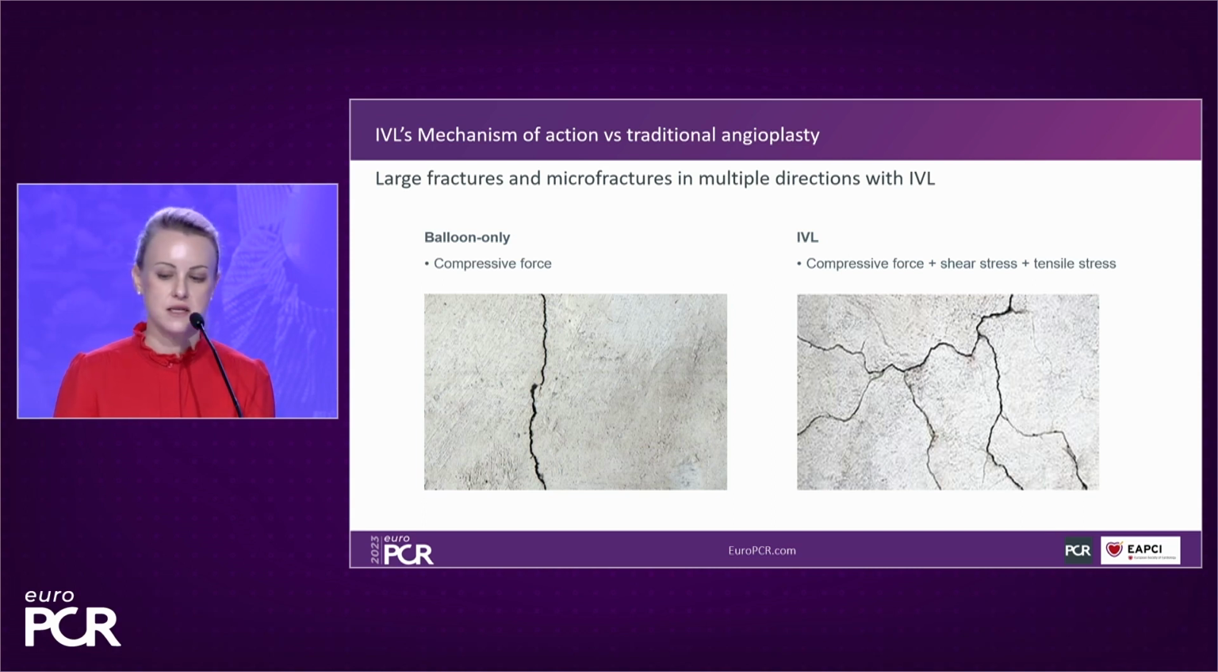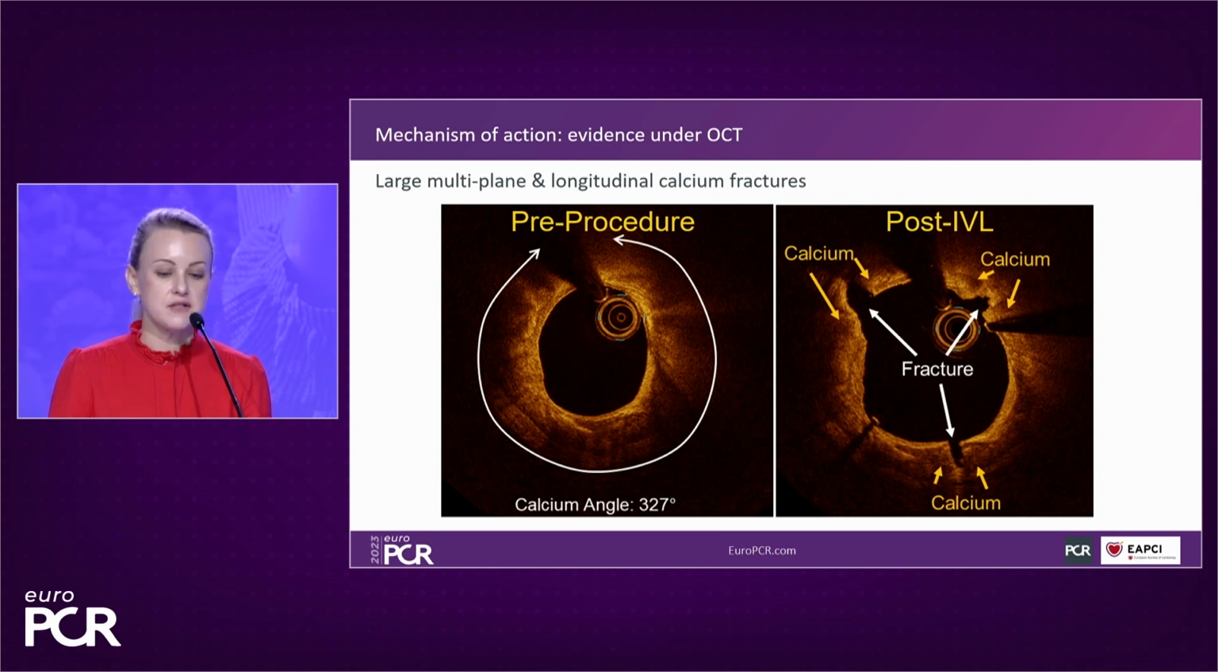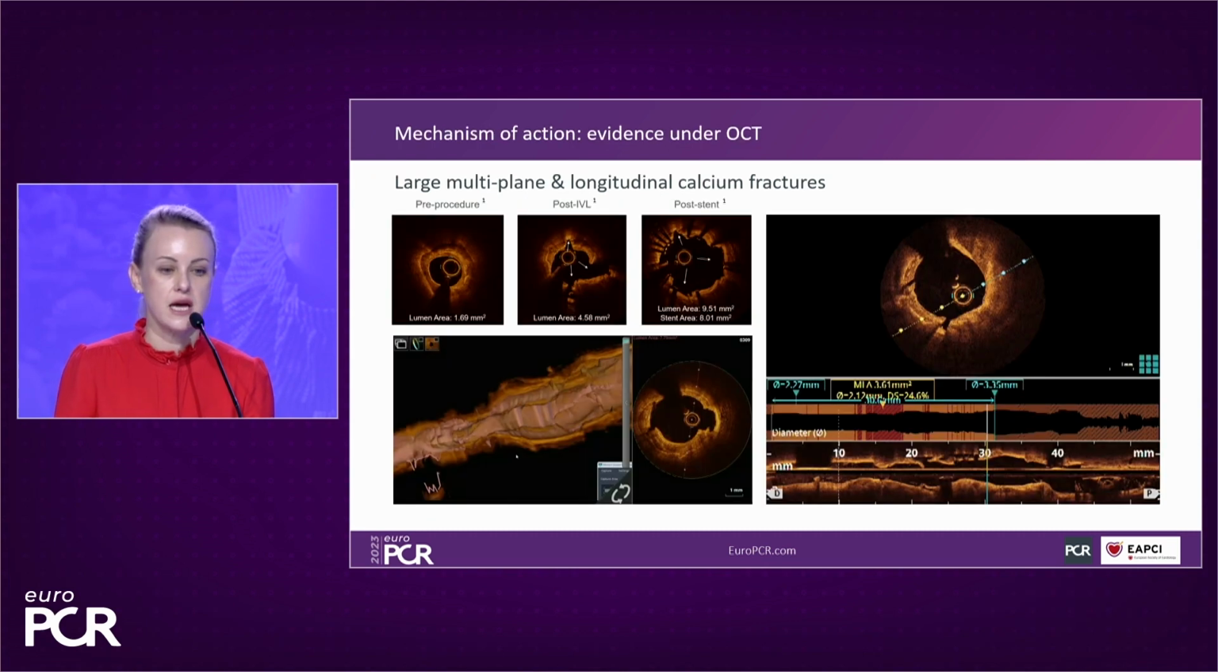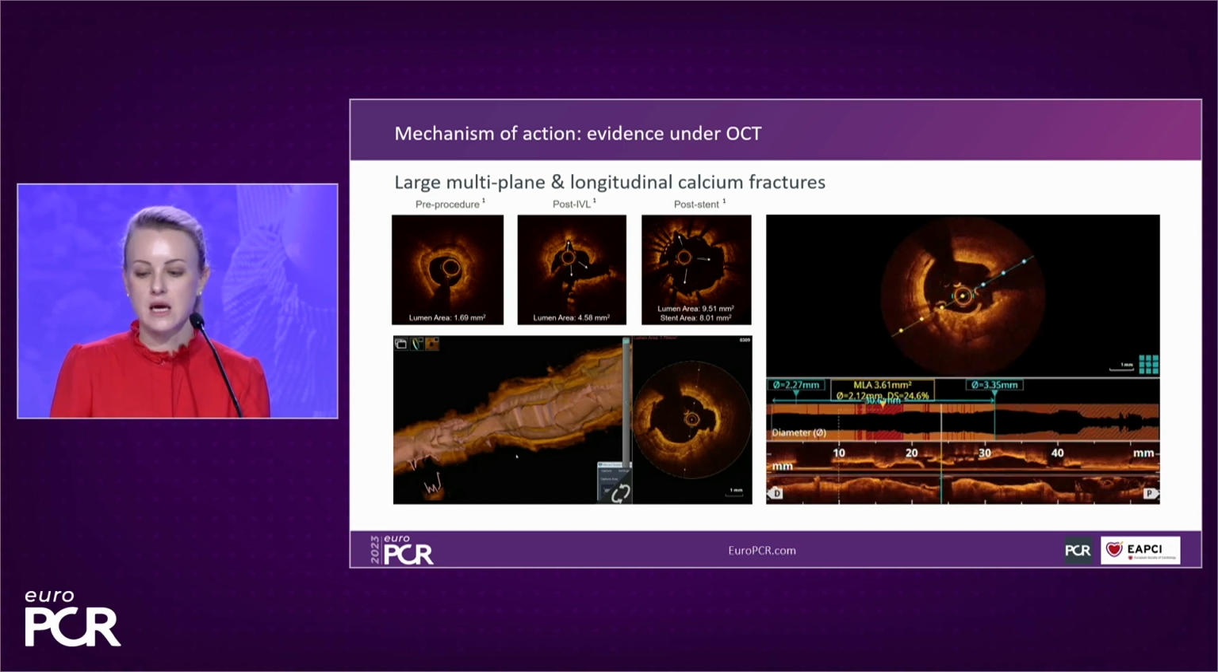The lithotripsy, as you can see on the right, causes fractures in multiple planes. We can see these fractures on intracoronary imaging, particularly well appreciated on OCT with radial fractures, and then on the longitudinal view, the longitudinal fractures are visible. These undoubtedly play a large part in achieving compliance of the vessel and then facilitating stent expansion.